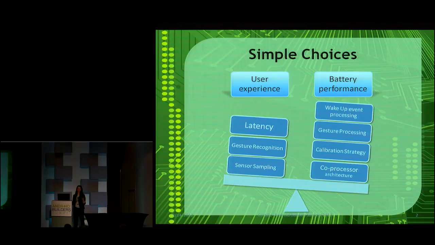Ultimately, you need to tune in, dial in according to a million different little nuances in your design to create the right system for your product. That means on the user side, you have latency, gesture recognition, and sampling rate. Contributing to the battery performance, you have wake-up event processing, gesture processing, what your calibration strategy will be, and what the hardware or coprocessor design of your sensor architecture will be. So we're going to talk heavily about the trade-offs on all these different elements.